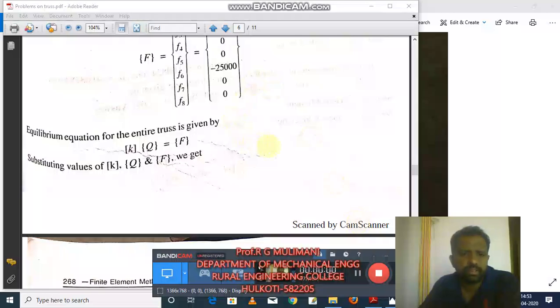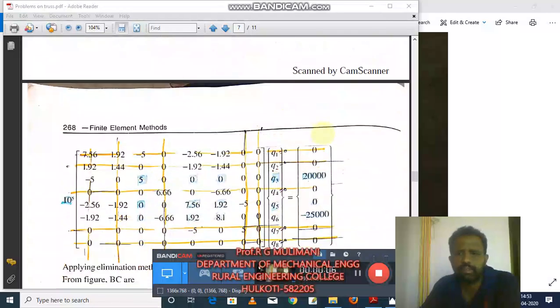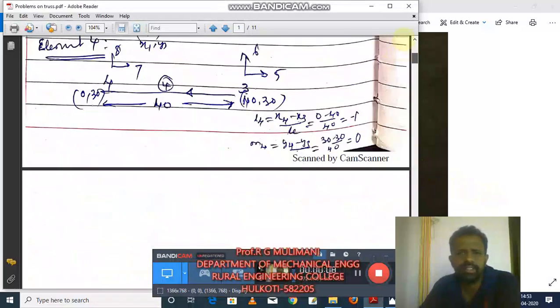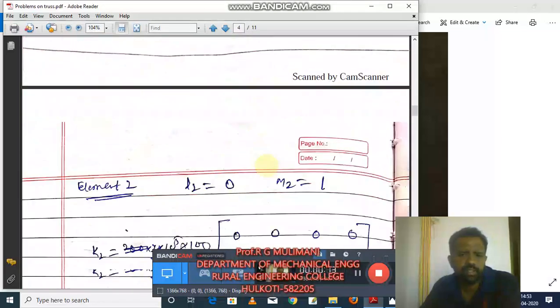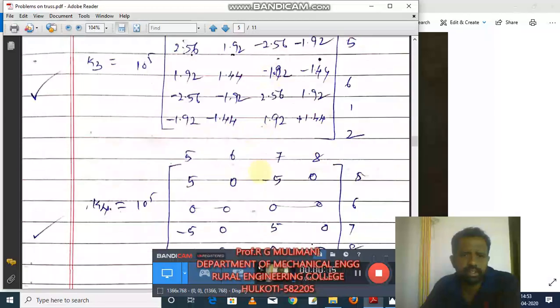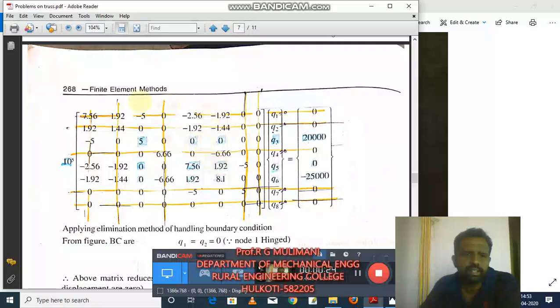Welcome back. In this video we will see what is the nodal displacement, support reaction and stresses in the element for this problem. In the last video session we were left with finding the global stiffness matrix. K is the global stiffness matrix, Q is the nodal displacement vector, F is the force vector. We already know how we got this global stiffness matrix, and this is the nodal displacement vector q1, q2, q3, q4 up to q8.